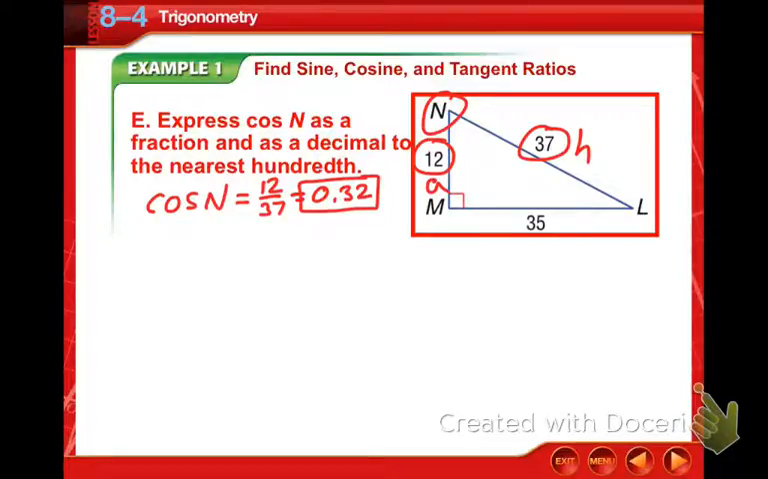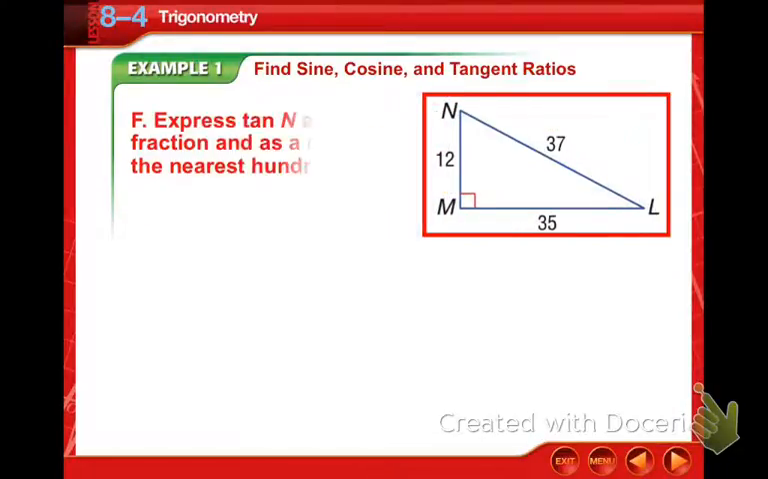Now, notice that cosine and sine are opposites of each other, right? So if you're looking at one angle, the cosine is going to be equal to the sine of the other angle. Pretty cool, right? Now, tangent doesn't work like that because tangent doesn't have a buddy like that.